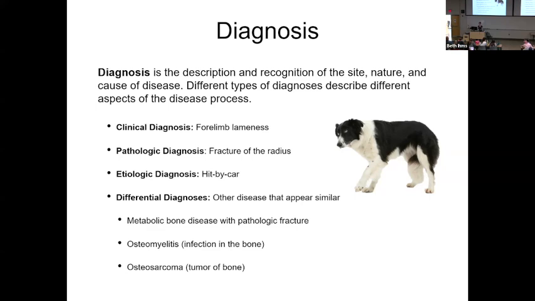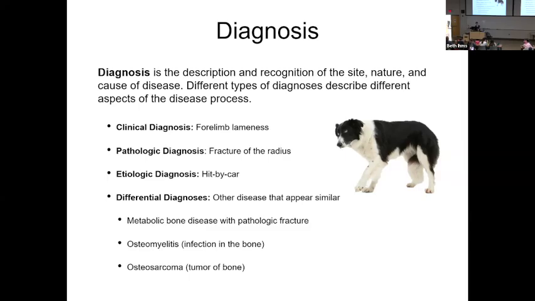A pathologic diagnosis, what we're going to do in here, is, you know, I would take this dog to imaging, or it's me, so I would probably take it to autopsy for this, and I would diagnose a fracture of the radius. I would characterize it as, you know, complete, comminuted, whatever. I'm looking for an etiologic diagnosis. What caused this dog to be lame? He was hit by a car. That's my diagnosis of the cause.